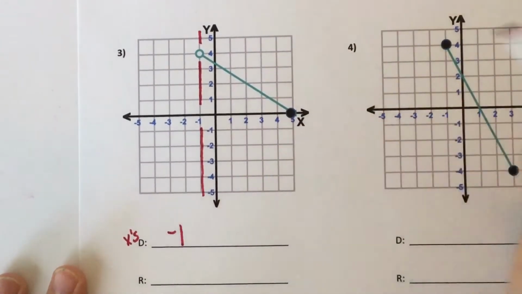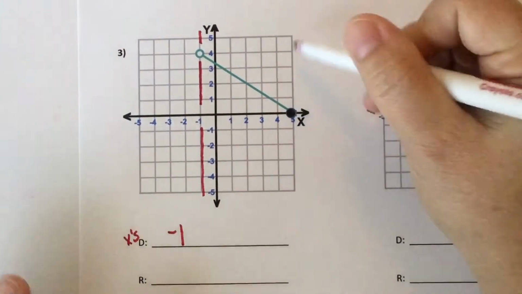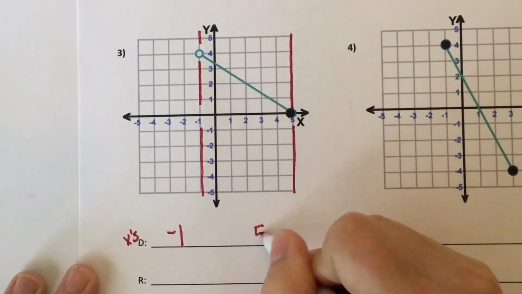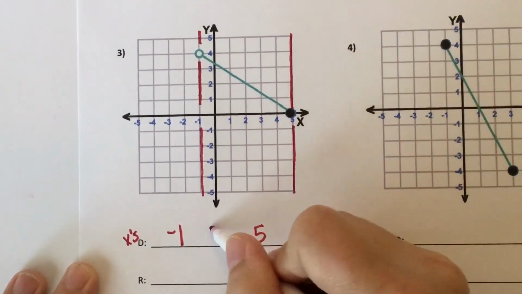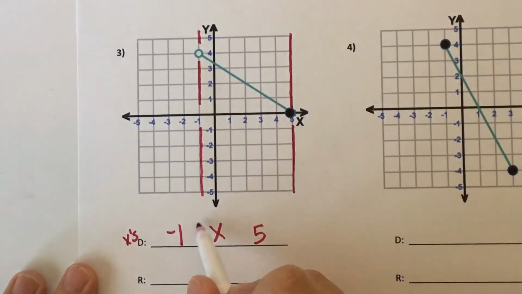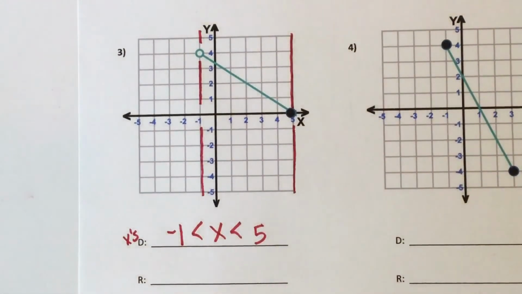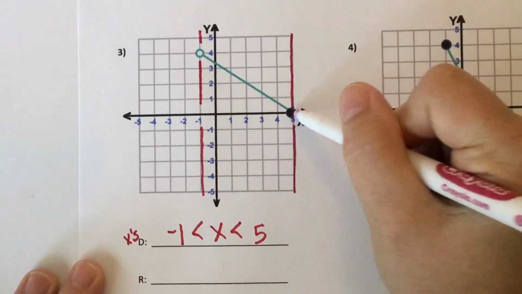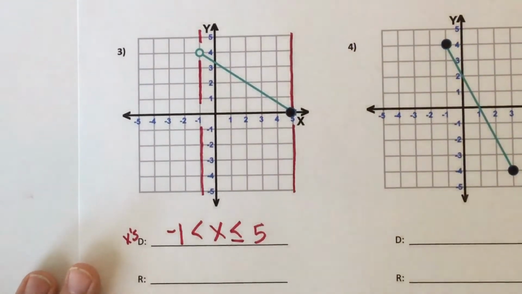-1. And then this is the farthest right the graph goes, and who's our x value at this spot? Our x value is a 5, and it's all the x's in between. Let's slap down our signs. Who's going to get the equals? The 5 is going to get the equals because the 5 has the closed circle.